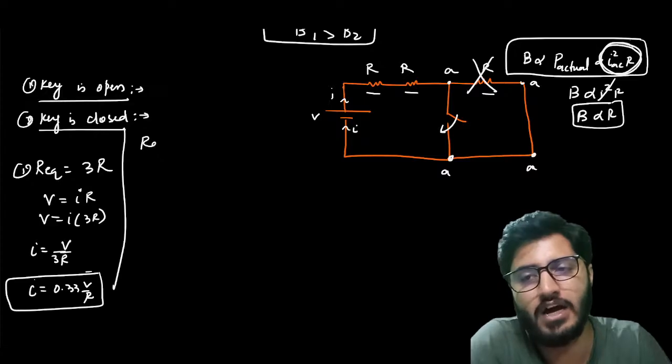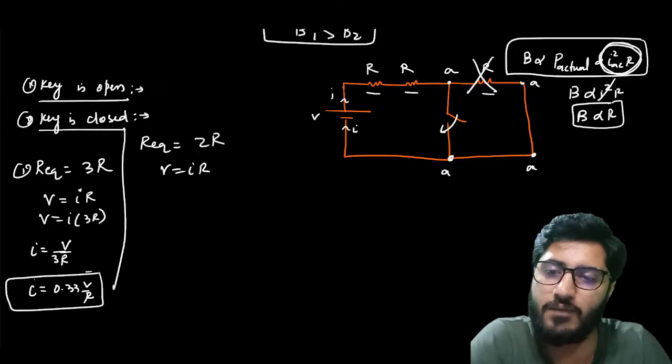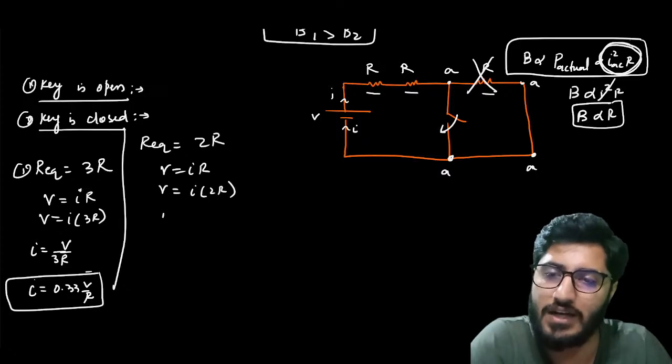So what will be R equivalent? It is 2R only. What will be V now? V equals IR. V is V, I is I, and R is 2R. So can I write now, I came out to be V divided by 2R, which is 0.5 V by R.